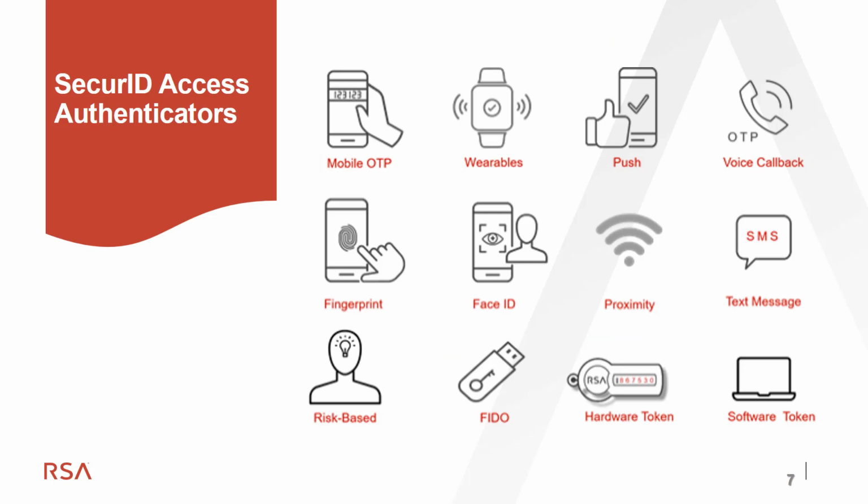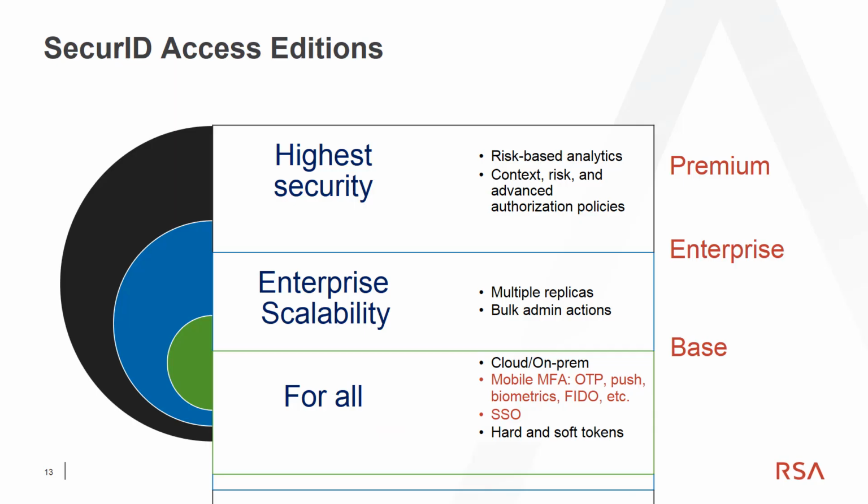So I like to talk about authenticating your way, because that's what RSA SecurID Access allows you to do. I see a lot of people using push, Face ID, fingerprint, and risk-based authentication, of course. And those are some of the things that you can leverage. So let's get into the editions and architecture. RSA did a great job at streamlining the different packages and making it accessible to have a mobile MFA for all the different tiers and editions here, right?